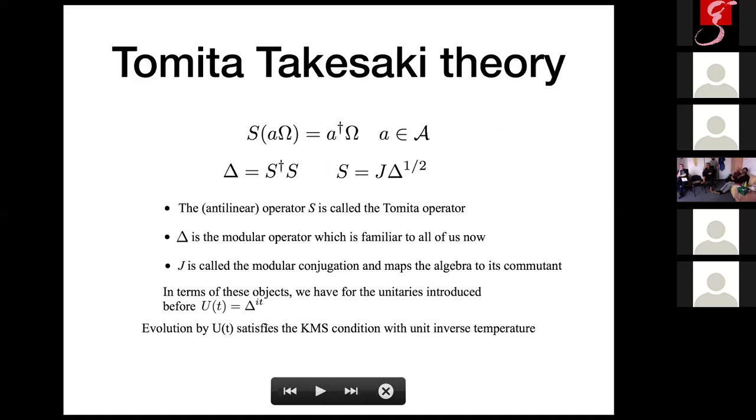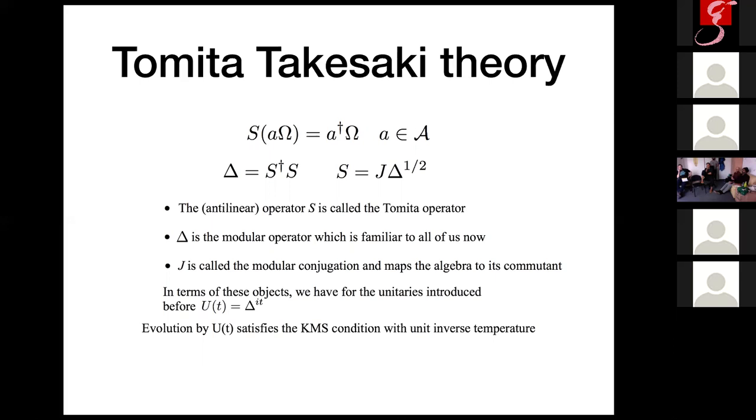I have just allotted one line here, but this is where Tomita-Takesaki theory makes a connection with thermal physics. If you take any element A in script A and evolve it by U of t, you get a t-dependent operator in A. You then take its expectation values in any state. That will give you a t-dependent continuous function on the real line.